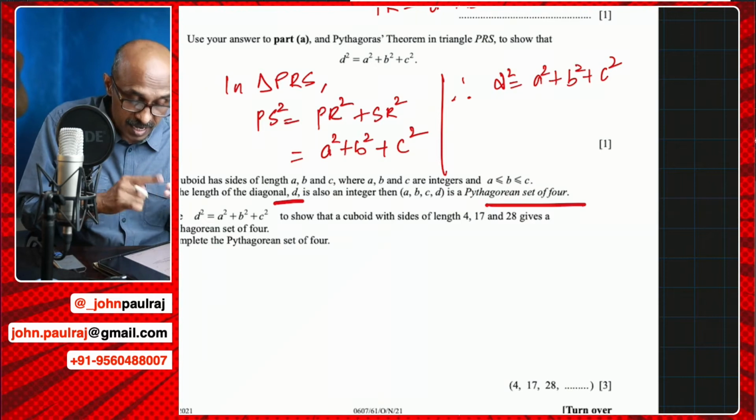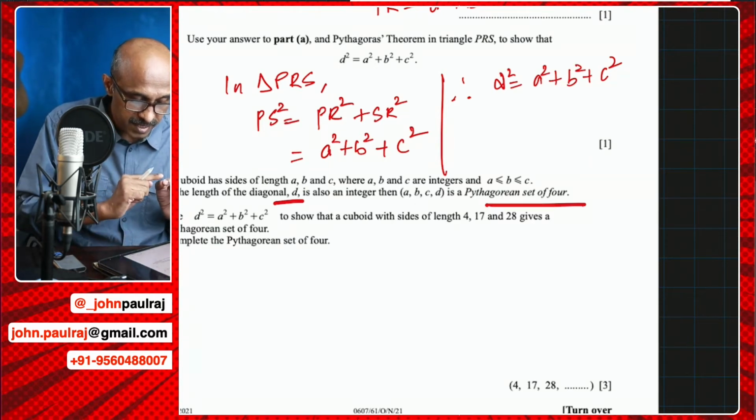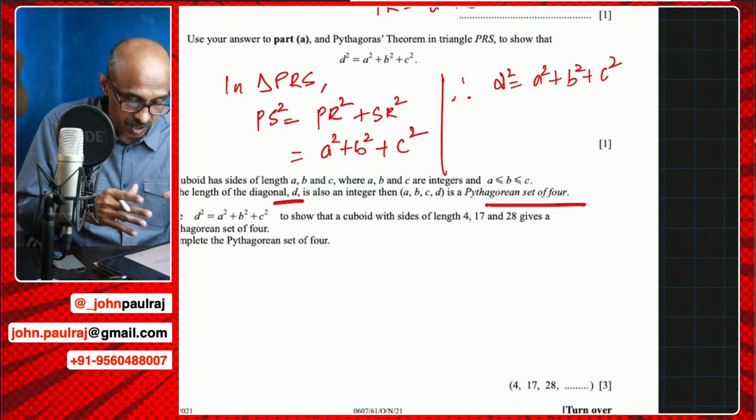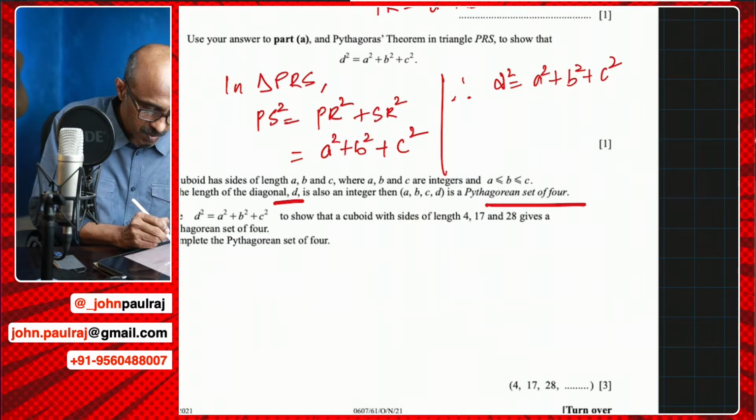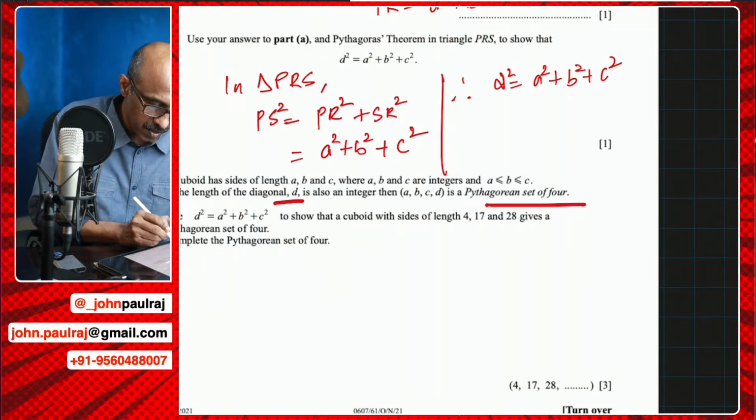A, B, C are integers and sides of the cuboid, and D, the diagonal of the cuboid, is also an integer. So that set A, B, C, D is a Pythagorean set of 4. Use d squared is equal to a squared plus b squared plus c squared to show that a cuboid with sides of length 4, 17, and 28 give a Pythagorean set of 4. Complete the Pythagorean set of 4.